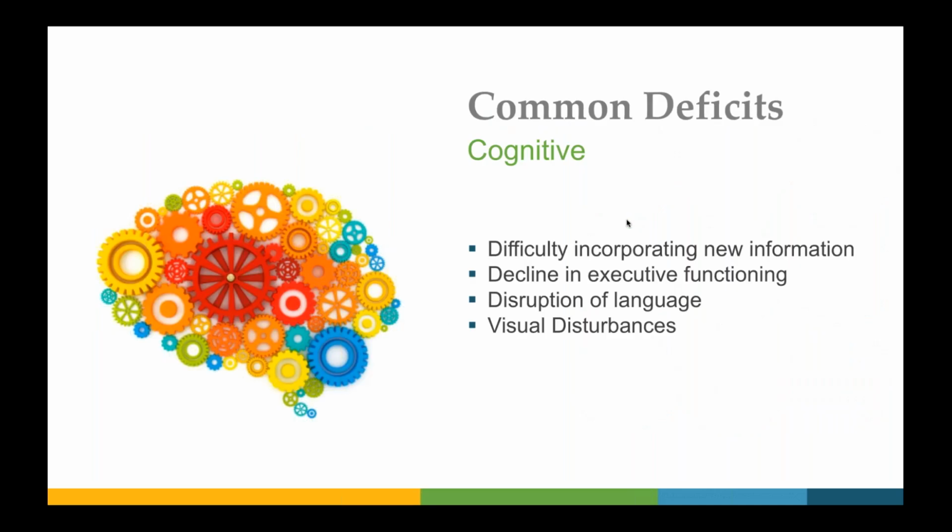From a cognitive standpoint, deficits that are very common, first of all, would be incorporation of new information. As I said earlier, the hippocampus, which is a part of the brain that is critically involved with getting information from our immediate working memory and attention into our long-term storage, if that is not working very well, then you're not going to hold on to new information.